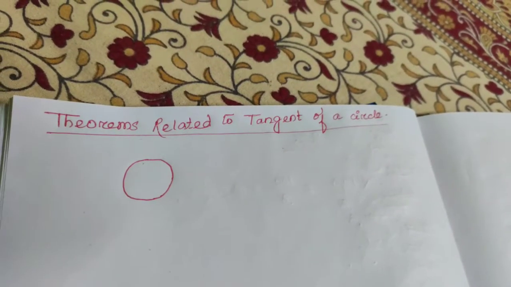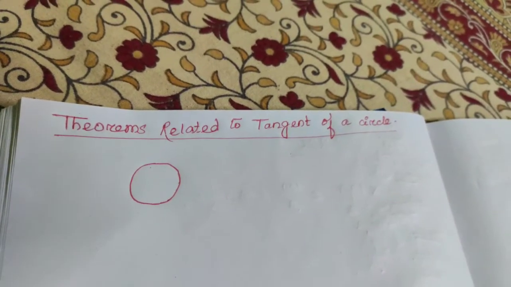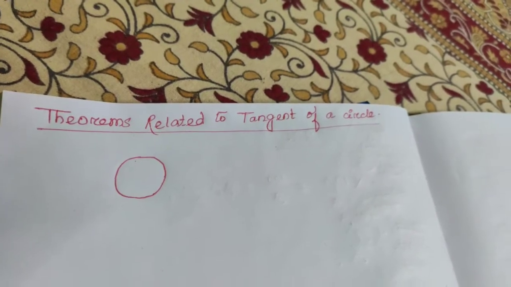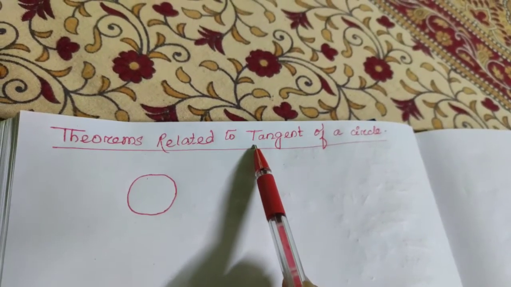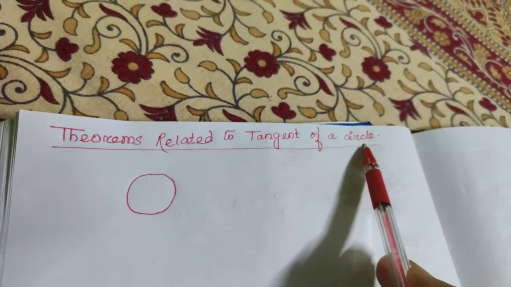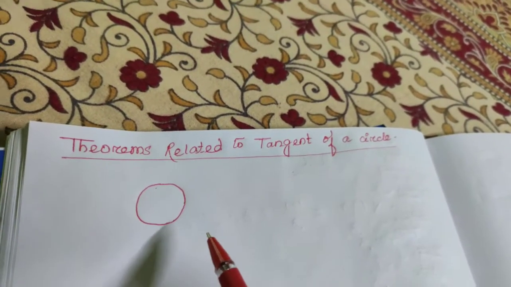Theorems related to tangent of a circle. Today I am going to explain the chapter theorems related to tangent of a circle. Here we are going through two terms, that is tangent and another one is circle. Then what is circle? You all know what is circle.